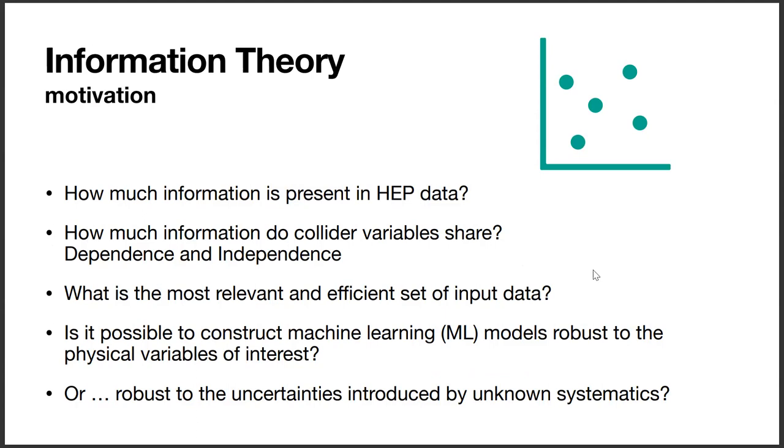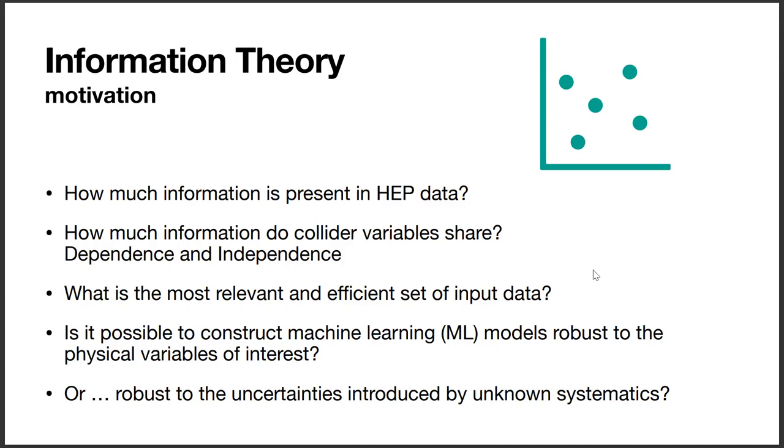So during this talk, I will spend more than half introducing this information theory terminology and concepts. And then in the latter part, I will apply it to the Higgs to dimuon, the specific collider example. So the basic question is, how much information is present in HEP data? We have all these data sets from the colliders, the four-momentum and jet energy and all these things. How much information can we extract from this data? That's a very important question.